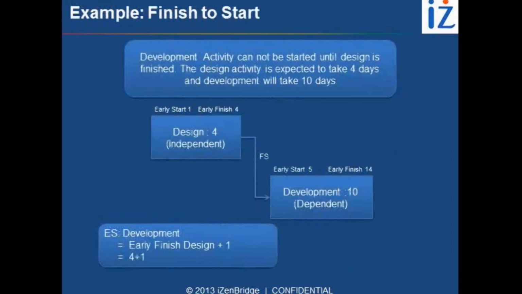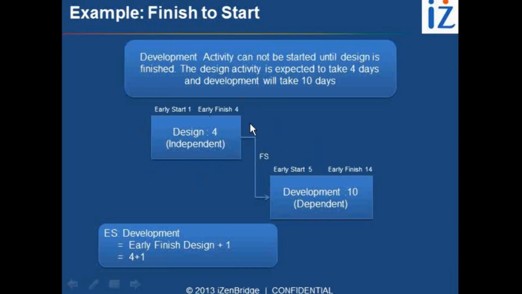Now, for example, you are doing a development activity. So you can write: development activity cannot be started until design is finished. The design activity is expected to take 4 days. The development activity will take 10 days. So what would be the project duration? Now, in the PMBOK language, activity cannot be started until X is finished. You can notice that it is talking about starting, and after 'until' it is talking about finished. So the relationship becomes FS.